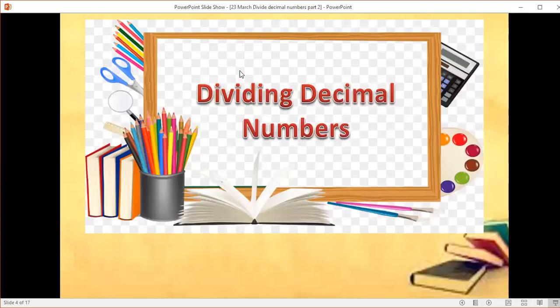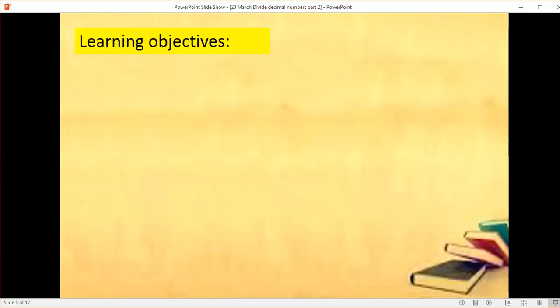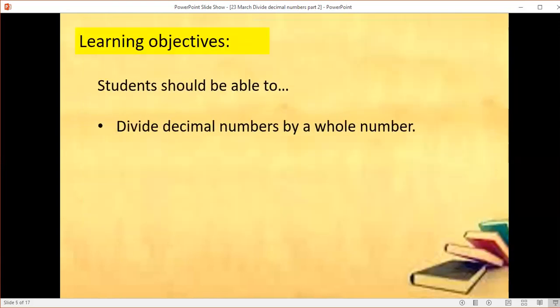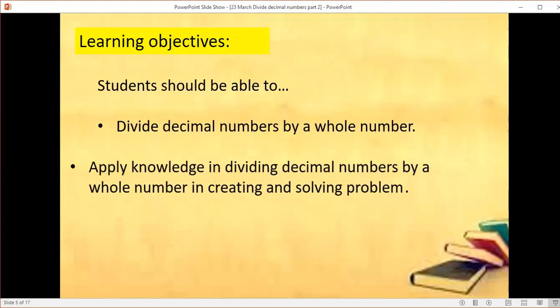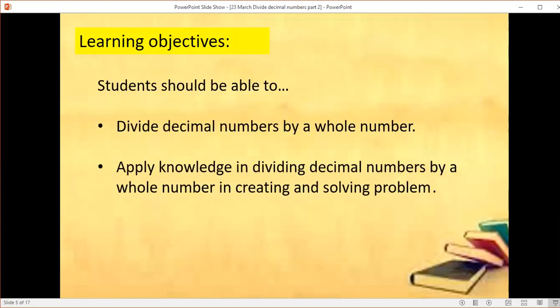Let's continue our lesson about dividing decimal numbers. Okay, this time we are not going to do it mentally, linking to the multiplication. Still, we are linking with the multiplication, but this time we are going to use the long division method, or we can use the box method. Okay, now, first objective: dividing decimal numbers by a whole number, and applying your knowledge in dividing decimals by solving problems.